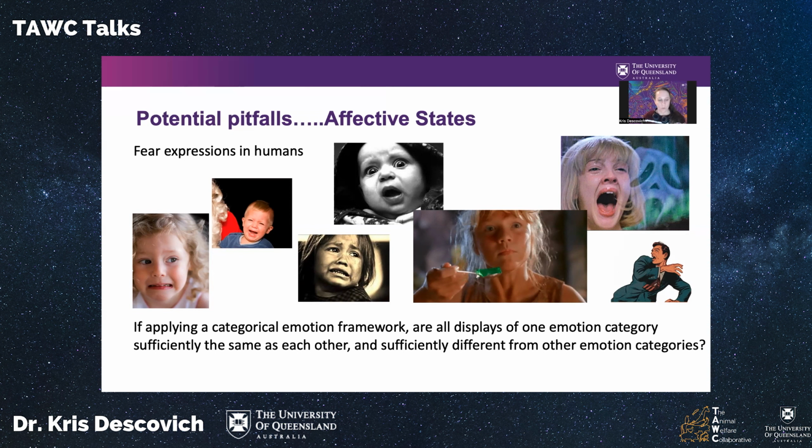And if we think about it in that way, if we're applying these categorical emotional frameworks where we label fear and we label happiness and those emotions, we have to think about, for facial expressions, are all displays of one emotional category sufficiently the same as each other? So are all happiness faces or fear faces sufficiently similar? And are they sufficiently different from other emotion categories? How much overlap do we get between what fear looks like and what pain looks like or another emotion?